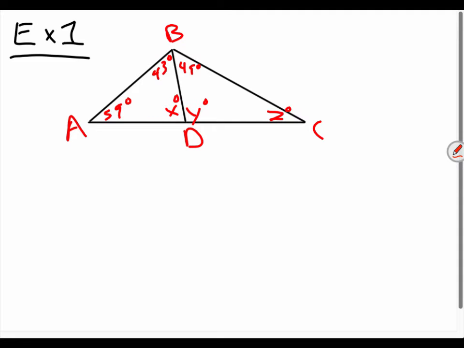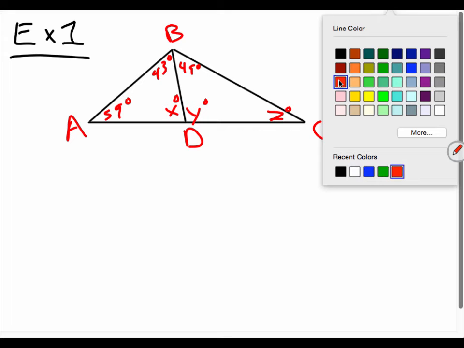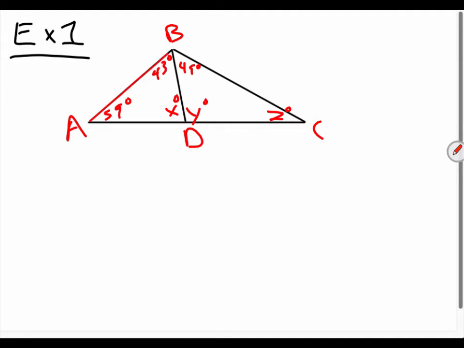Okay? So now what I'm going to do is focus on this triangle first. I'm going to look at this triangle here, the one that's in red. What do I know about those three angles? They've got to add up to 180. So I say that 59 degrees plus 43 degrees plus X equals 180 degrees.